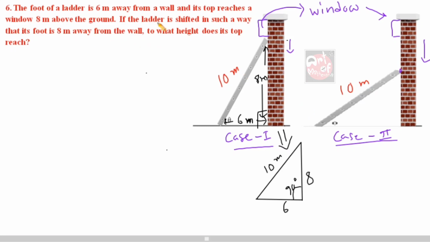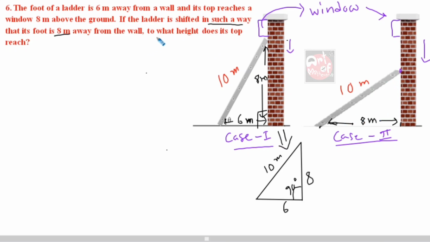Now what they have told is, if the ladder is shifted in such a way that its foot is 8 meters away from the wall, so this is the wall and this is the foot of the ladder. So this is 8 meters. Understood? Previously it was 6, and now it is 8 meters. Shall I repeat that? Okay. Now listen carefully: this is 8 meters, this is 10 meters.